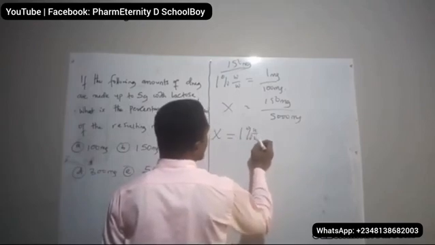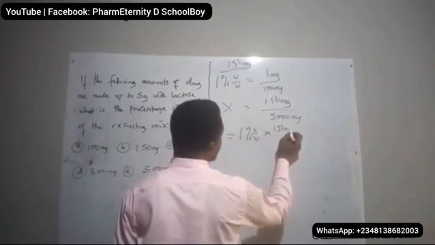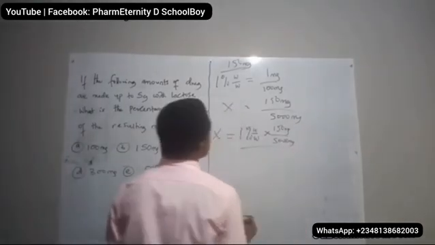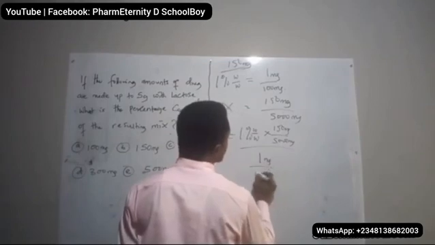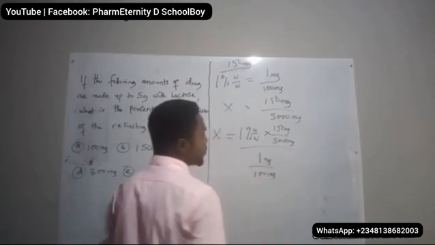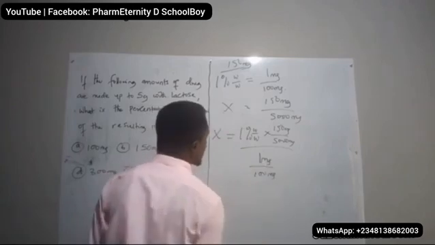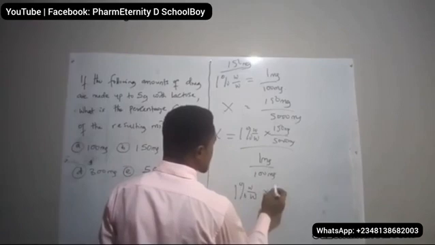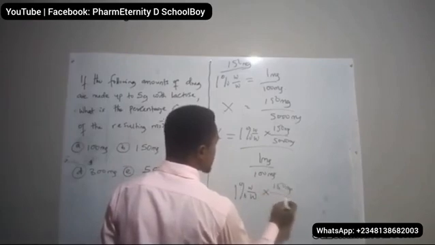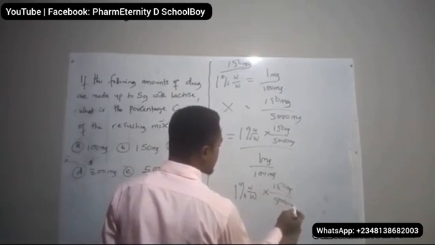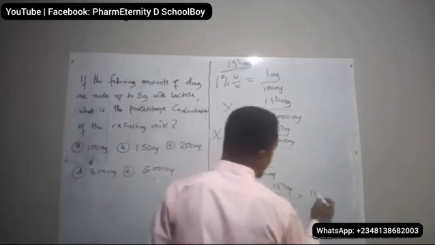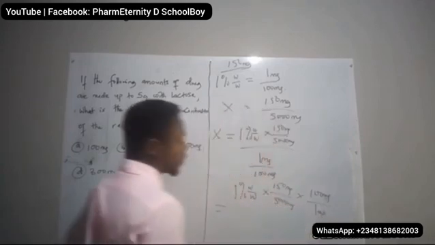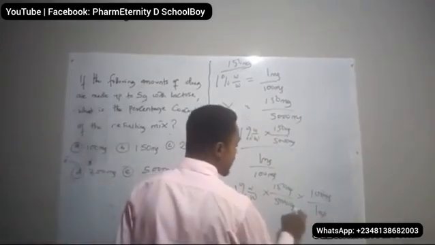Therefore, X is equal to 1% weight per weight times 150 milligram over 5,000 milligram, divided by 1 milligram over 100 milligram. This is equal to 1% weight per weight times 150 milligram over 5,000 milligram times 100 milligram over 1 milligram. So what will happen now? Milligram will cancel out.